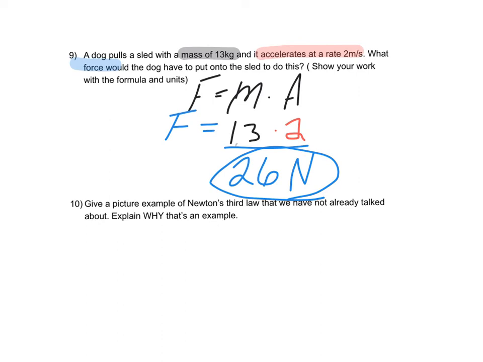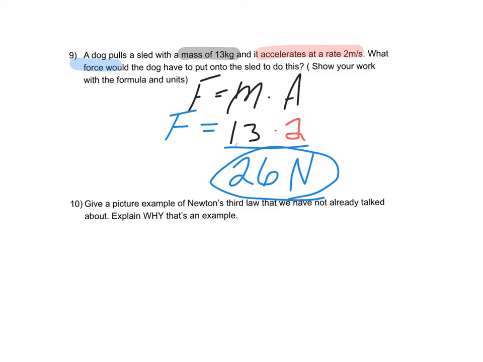Number 10 is another picture problem. It's asking you to take a picture of an example of the third law around your house, one that we've not already talked about. So it could be like a picture of any two things kind of slamming into each other. So for instance, if you took a picture of two hands together, like they're high-fiving, the explanation would be, when I hit my friend's hand, her hand hits me back with the same force.